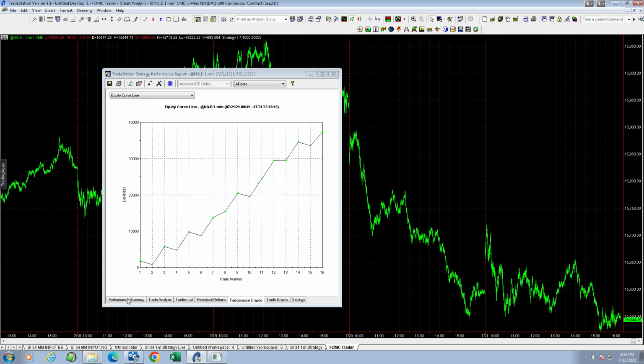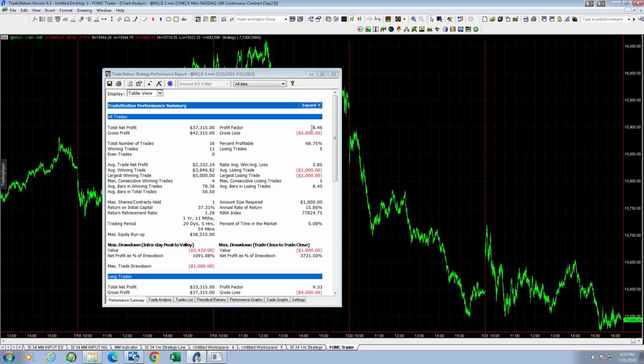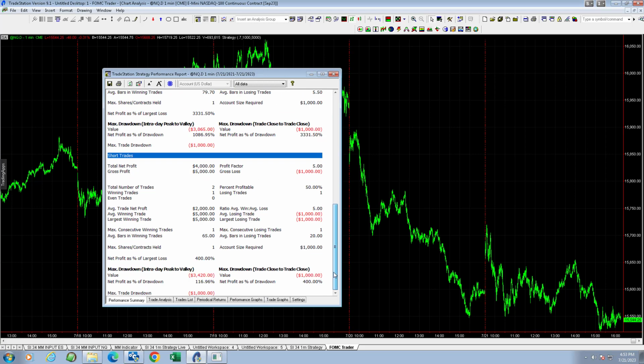It has a huge profit factor just the last 2 years, 8.46. Only 16 trades. Very, very small sample size. I prefer to have a bigger sample size, but you can't increase the number of FOMC meetings at these index levels. We're at new index levels, and we've only had 2 or 3 years of these index levels. 68.75% profitable, and you see 33,000 on the long side, and the short side is 1 for 2.